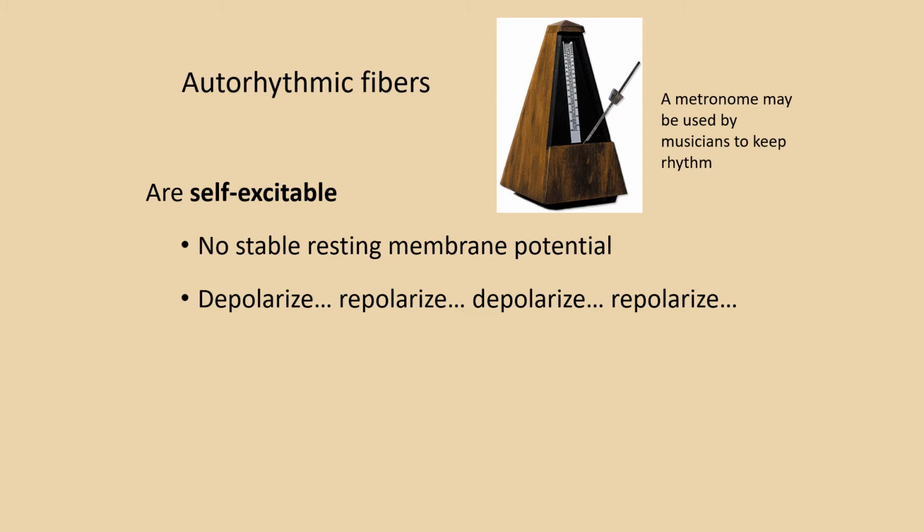These autorhythmic fibers are described as self-excitable. They don't have a stable resting membrane potential. Every other type of cell in your body has a stable resting membrane potential. But these autorhythmic cells do not. They are constantly depolarizing, repolarizing, depolarizing, repolarizing.